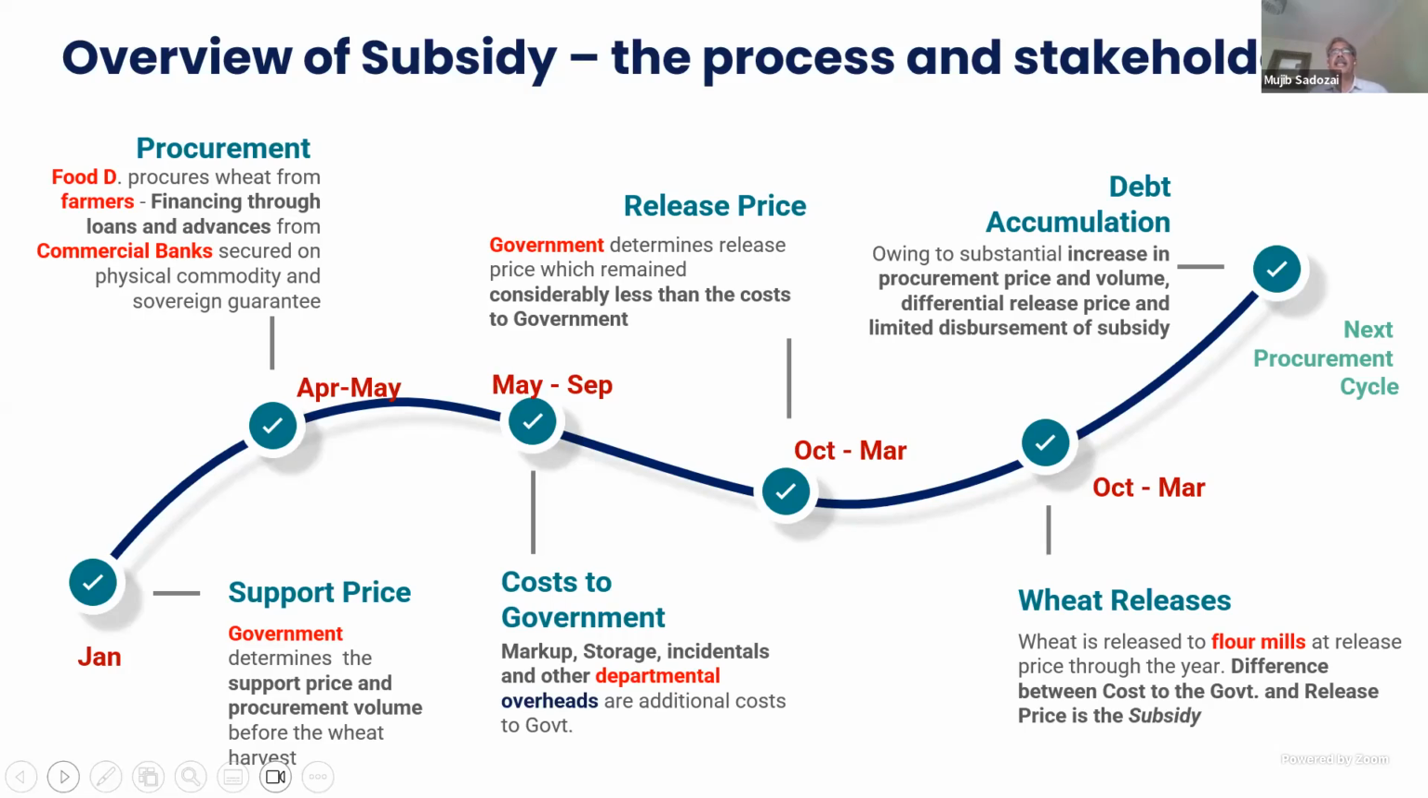And the entire management of this operation is actually off budget, through a separate account called Account 2. More importantly, the subsidy is not targeted. So the cheap wheat flour is available to all, rich and poor included. And this has gone on for decades. Next slide, please.